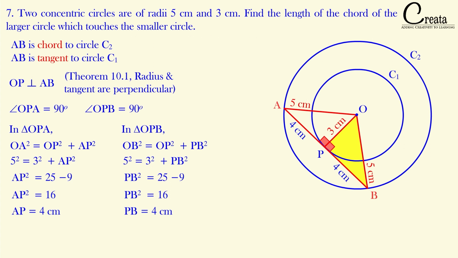So we got the complete length of chord AB as AP plus PB, which is 4 plus 4, total 8 centimeter. That is the answer of the question. The length of the chord is 8 centimeter.